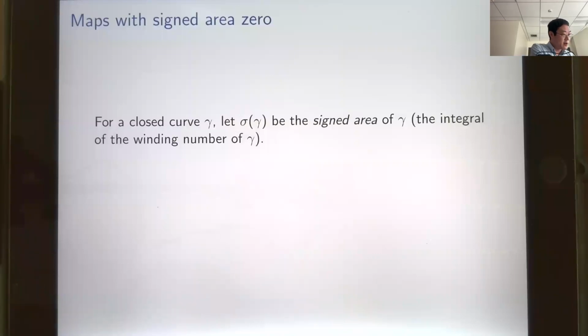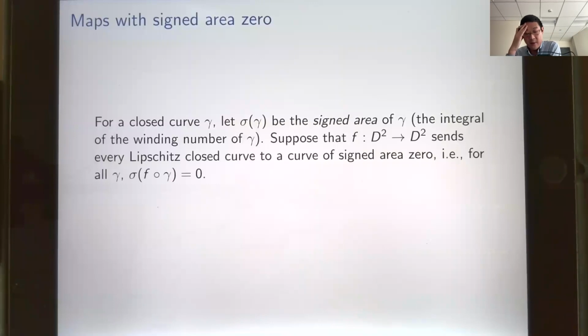So I have one more version of this I want to show you, which is a map with signed area zero. For a closed curve gamma, I'm going to define sigma of gamma to be the signed area of gamma, which is to say the integral of the winding number of gamma. And so if you have a map from the disk to the disk, which sends every Lipschitz closed curve to a curve of signed area zero, then what can you say about that map? Well, if that map is Lipschitz, then it has to collapse.